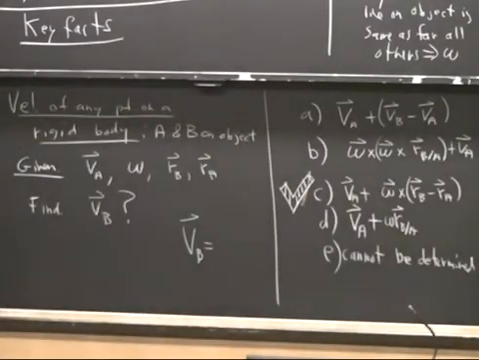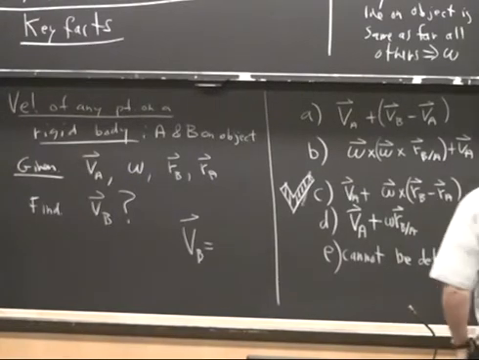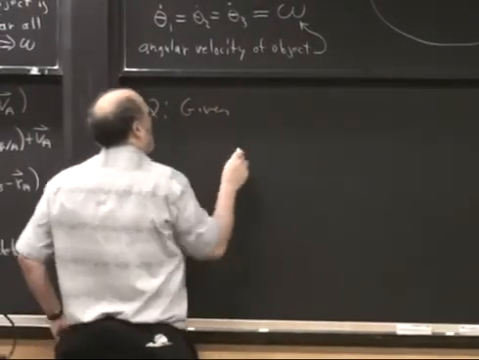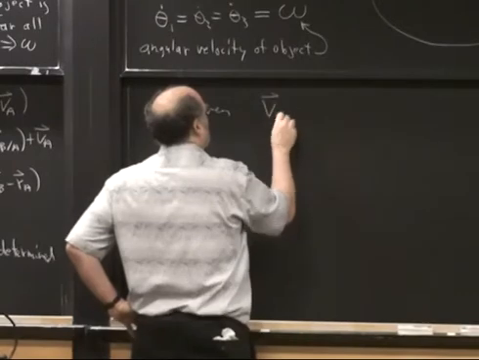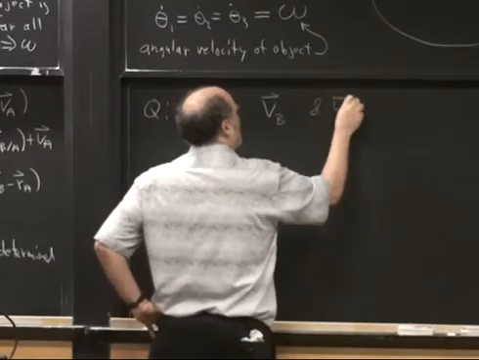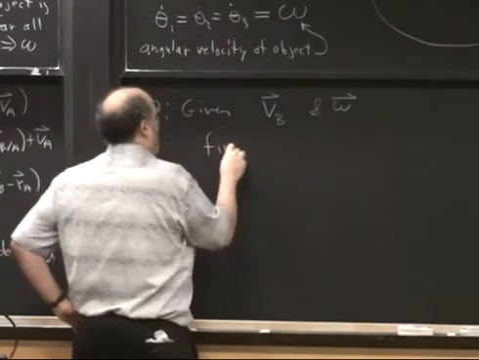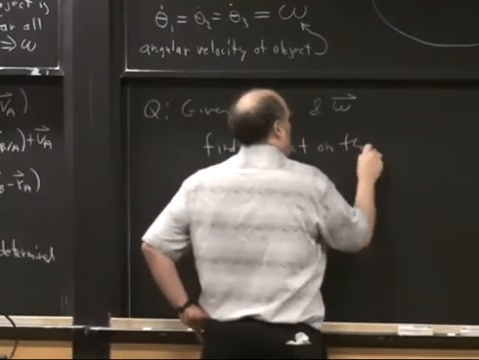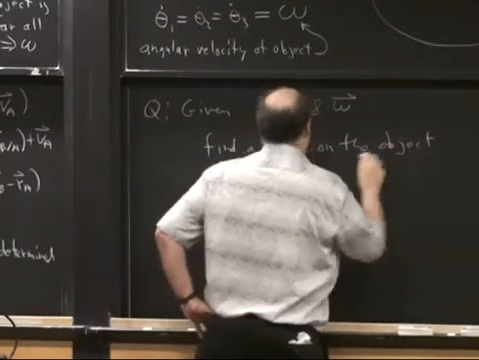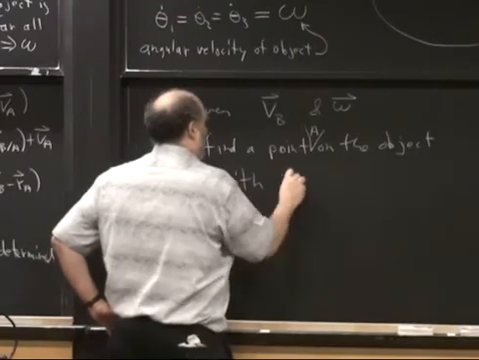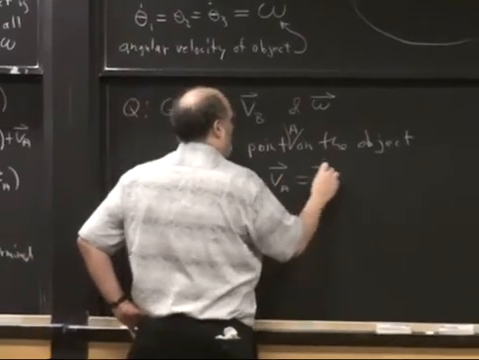Okay, now let's try a different question. Given the velocity of B, which is some point on the object, and omega, find a point on the object, and we'll call this point A, with the velocity of A equal to 0.